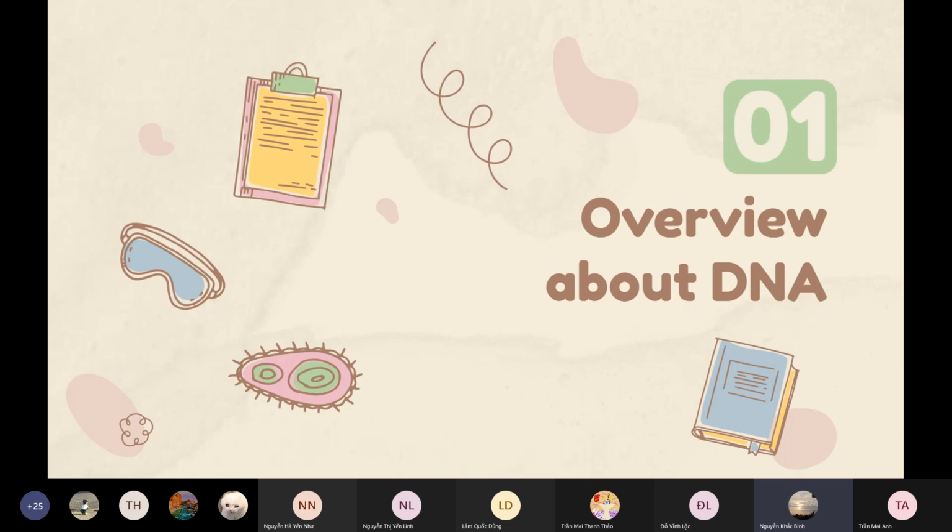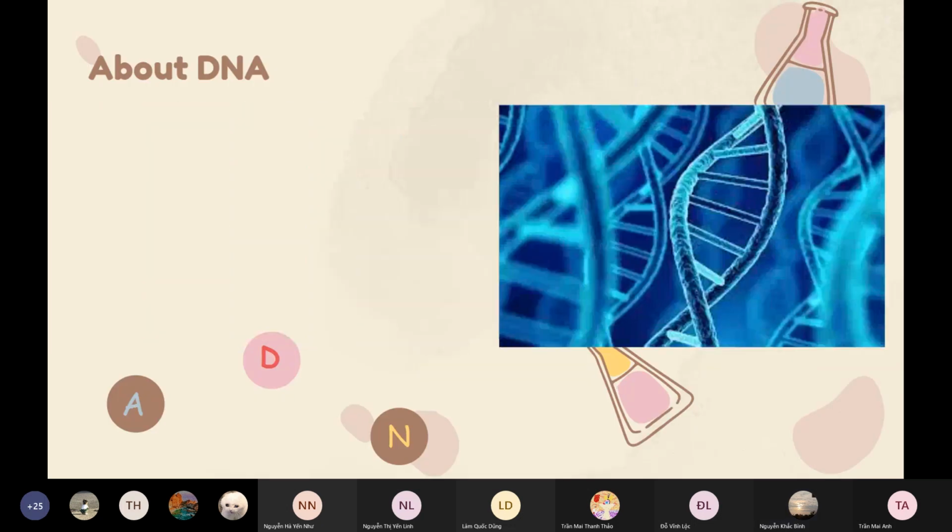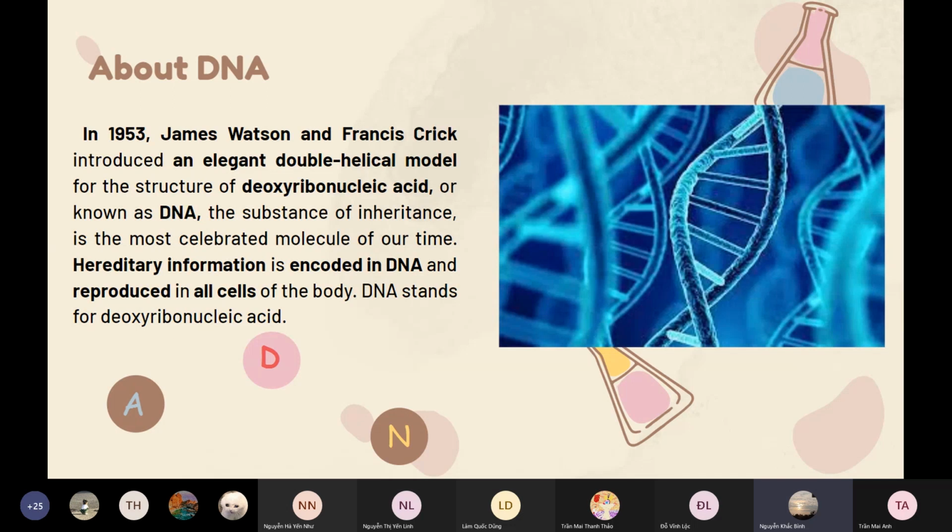Now, let's move on to our presentation. First, I will let you know about the overview about DNA. As we can see, this is the picture describing DNA. In 1953, James Watson and Francis Crick introduced an elegant double helical model for the structure of deoxyribonucleic acid, known as DNA. The substance of inheritance is the most celebrated molecule of our time.